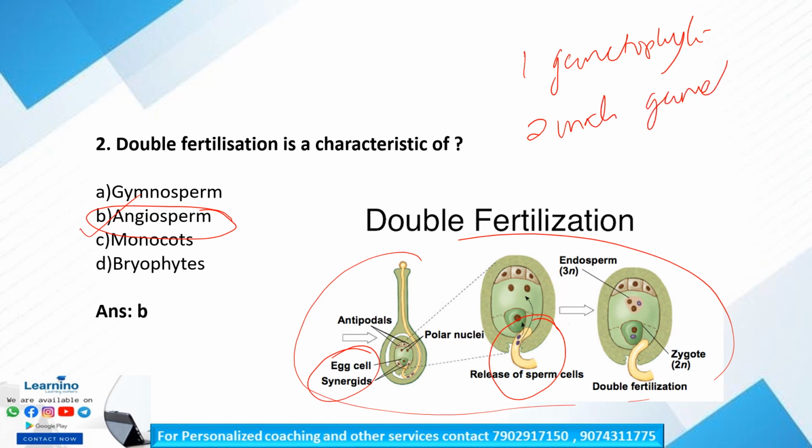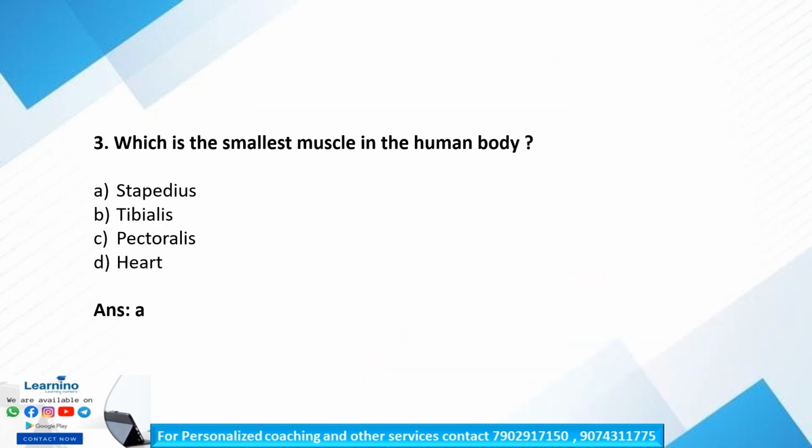Since it is called double fertilization, in what does it happen? In flowering plants, or we can say angiosperm. Is it clear? Double fertilization happens here with the two male gametes and one female gametophyte. So double fertilization is a characteristic of a flowering plant or angiosperm. Is it clear? So next, question number 3.